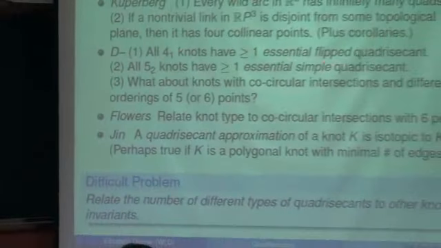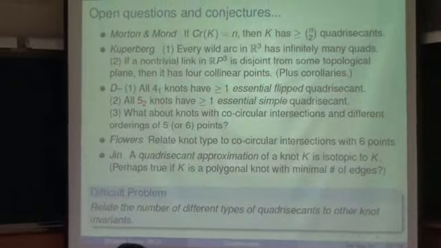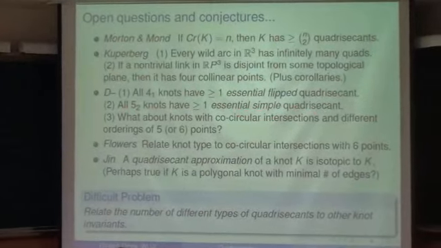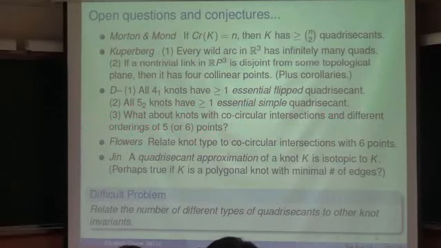Maybe all figure 8 knots have one of these. They'll have alternating, but maybe they'll have these. Maybe 5-2 have these. I don't know. What can we say? And the same question holds for these co-circular.